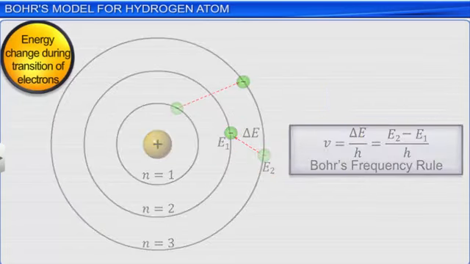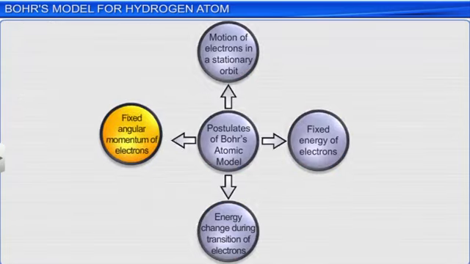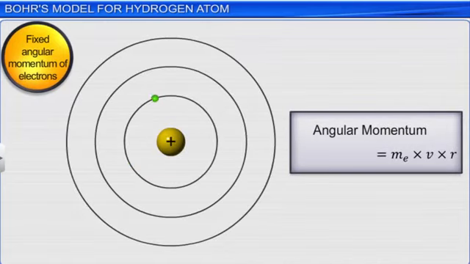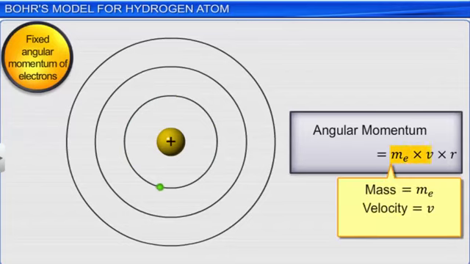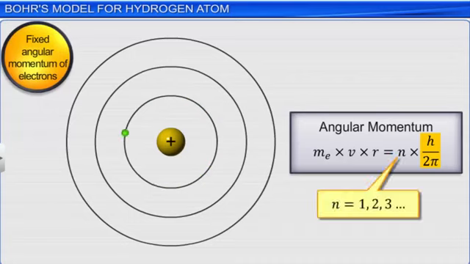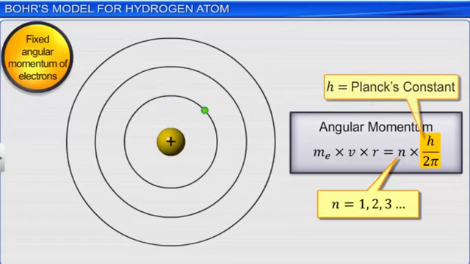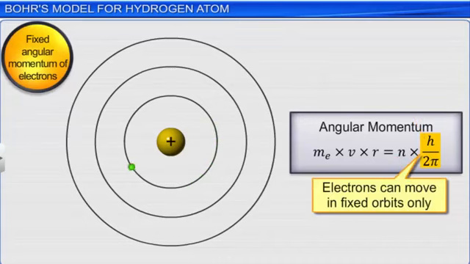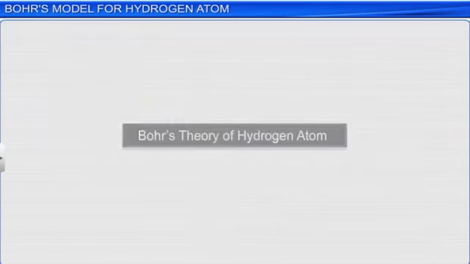The fourth postulate states that an electron moving in a circular orbit has an angular momentum equal to the product of its mass me, linear velocity v, and radius of orbit r, which can be expressed as an integral multiple of h divided by 2 pi, where n is an integer that has the values 1, 2, 3, and so on, and h is the Planck's constant. Since angular momentum can only be an integral multiple of h divided by 2 pi, only certain fixed orbits or stationary states are allowed for electrons to move around the nucleus. Let us now get into more details of Bohr's theory of the hydrogen atom.